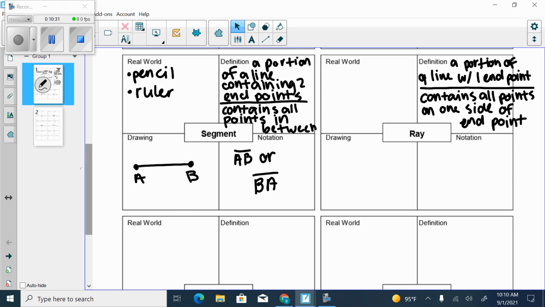Okay? So a ray would be some line with an endpoint on one end. If the other end doesn't have an endpoint, then it must keep going, right? We're going to put an arrow on the other end. Okay, so let's say this was a point, maybe point B. It also will contain any other points that happen to be between that endpoint and the direction the arrow's going. So if there was another point here, like that.